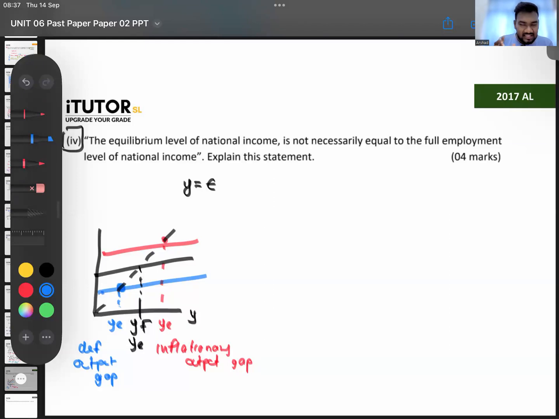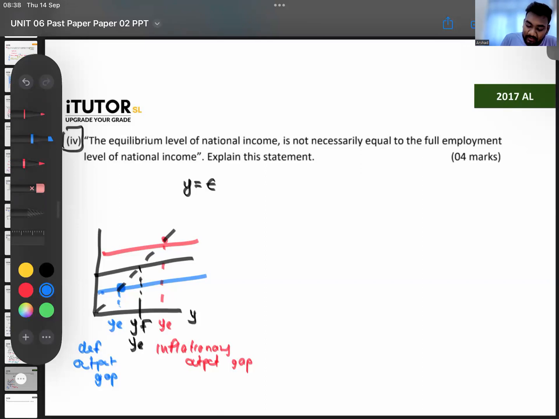What they are trying to see is whether you know the difference between the full employment level of output and the equilibrium level of output. Full employment level of output is the output that the economy can generate by using all of its resources to the normal sustainable level. Your equilibrium level doesn't have to be exactly that. Maybe you are at equilibrium at full employment. You can be at equilibrium above full employment, that's an inflationary output gap. You can be at equilibrium below full employment, that's a deflationary or recessionary output gap. So that is what you need to explain.